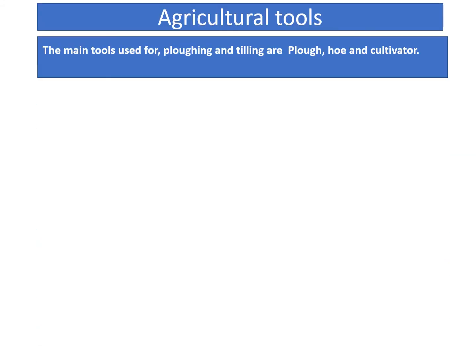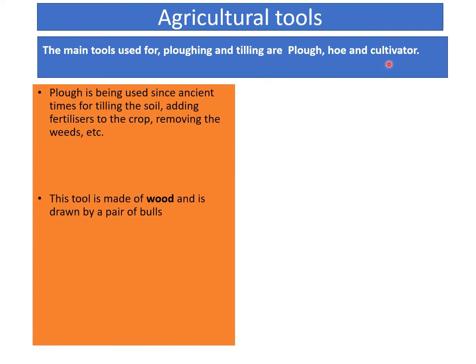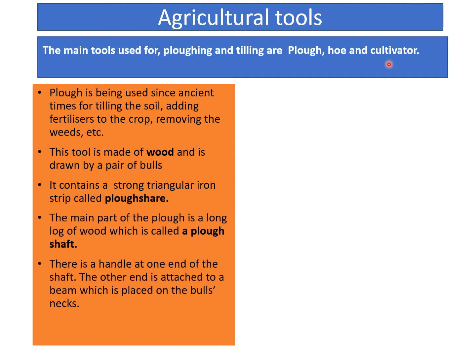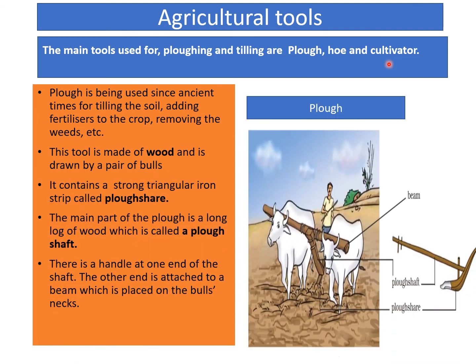Now we will learn about the agricultural tools which are used for plowing and tilling. The tools used for plowing and tilling are the plow, hoe and the cultivator. Now what is a plow? The plow has been used since ancient times for tilling the soil, adding fertilizers to the crop and removing the weeds. This plow is generally made of wood. You can see in the picture, and it is drawn by a pair of bulls. It contains a strong iron strip that is called a plowshare, right?